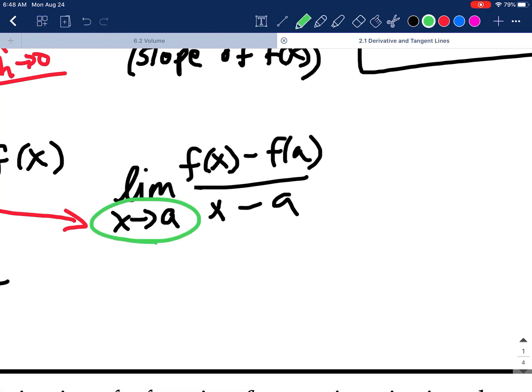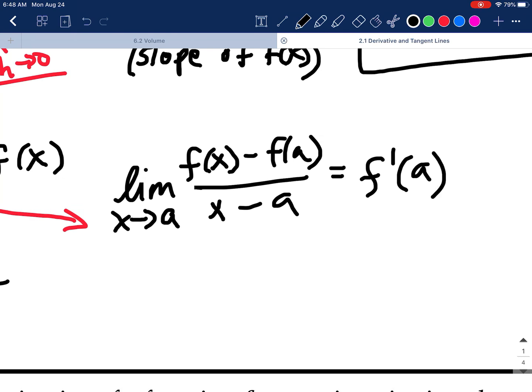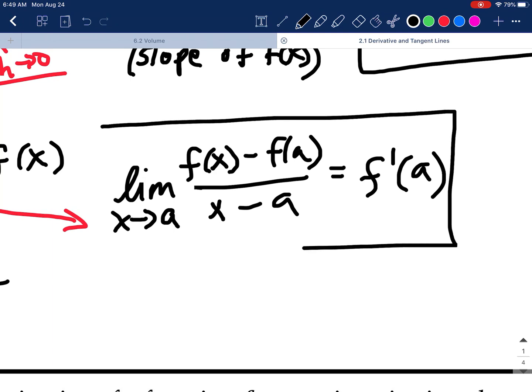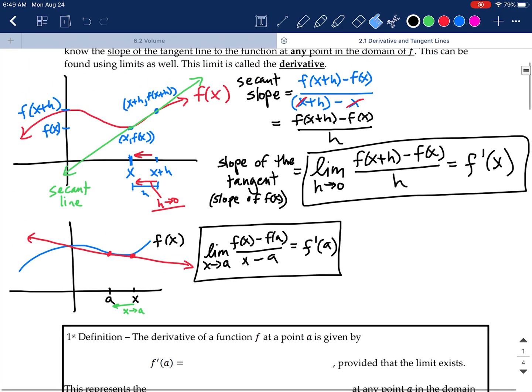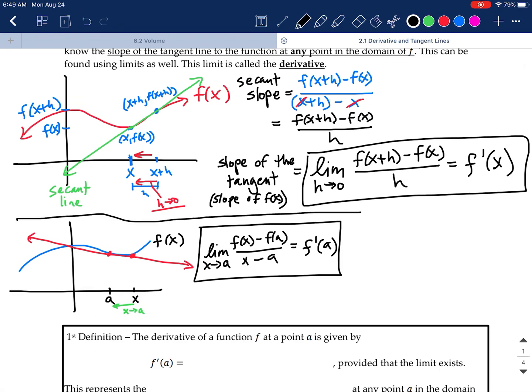So the key difference here is we're approaching the actual domain value we're interested in. And so this would be the specific slope at that value a. So this is another definition. So note, same essential proof or style of proof method, but the difference is in what it describes.